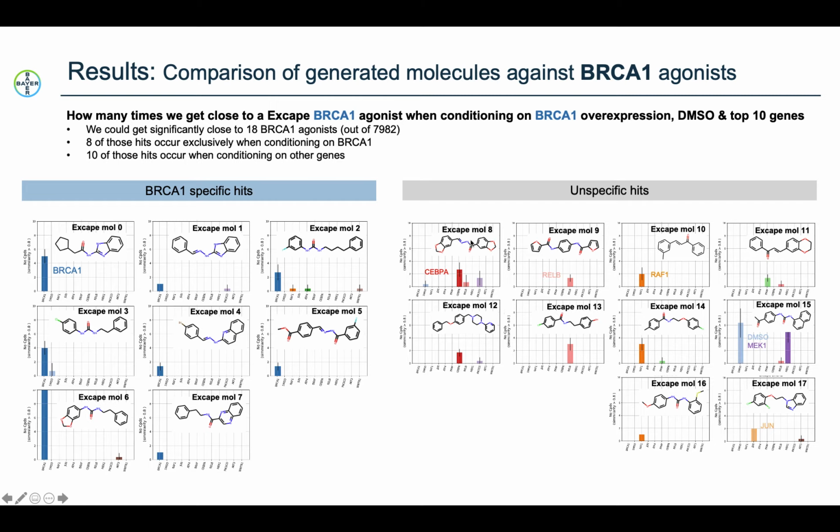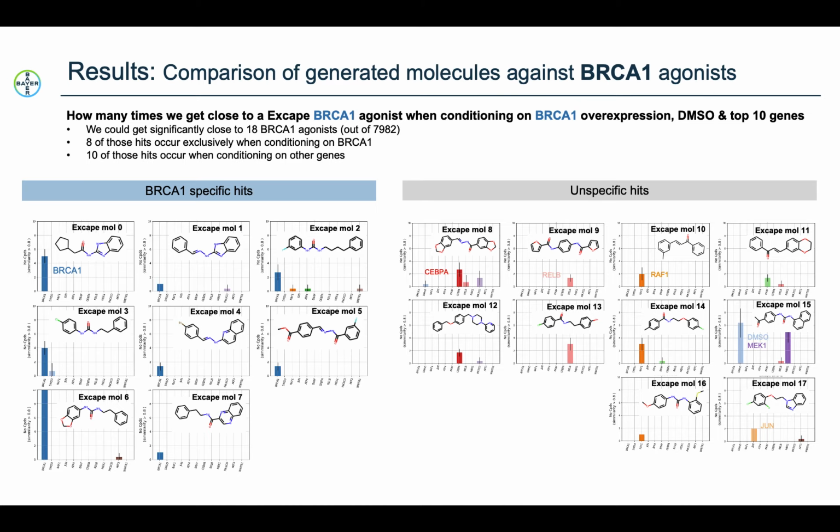And so even though we have rather some unspecific hits, we still see this as a positive result because the largest proportion of matches against BRCA agonists happens when we condition on BRCA overexpression profiles. And indeed, we didn't follow up on these unspecific hits, but there can be many reasons for this.